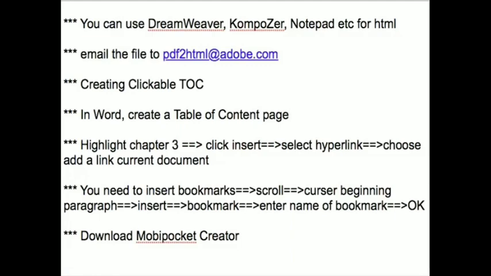Images, you insert them as you normally would, and then when you have the document looking the way you want it to look, click on Save As, and then save as an HTML document. That's about it. Now go over to the mobipocket.com site and download the MobiPocket Creator. And in the next video, we'll talk a little bit about that.